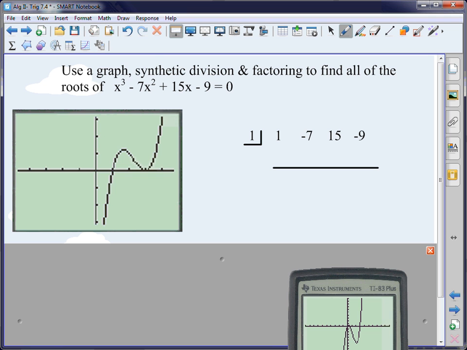We're going to use the graph, synthetic division, and factoring to find all of the roots. We'll go through it again. We're going to use the graph, synthetic division, and factoring to find all the roots of x cubed minus 7x squared plus 15x minus 9 equals 0. So write all this down.